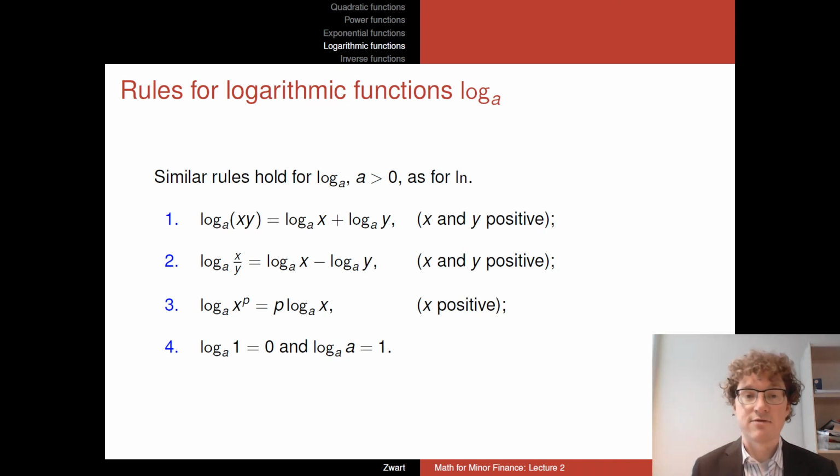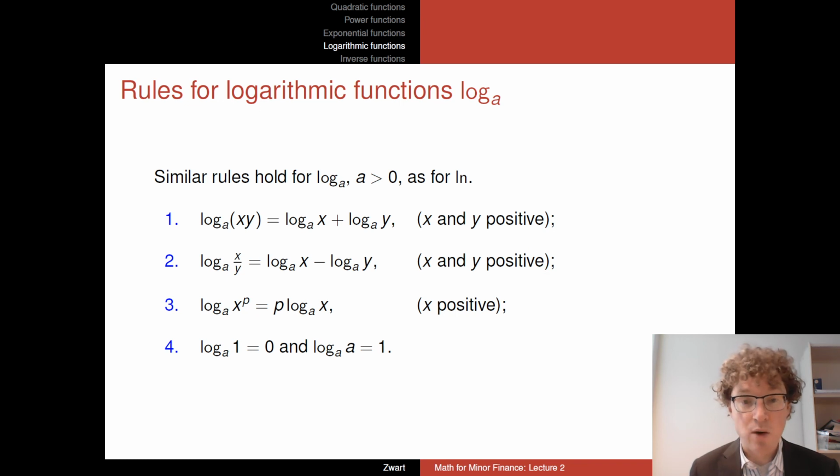So again, if we have any logarithm of a product, it's going to be equal to the sum of the individual logarithms. Similarly, for a quotient, we have the difference between the logarithms. The logarithm of a power, again, we are allowed to put this power in front of the log. And as always, the log of 1 is 0 for any base, because a to the power 0 is 1 for any positive number a.